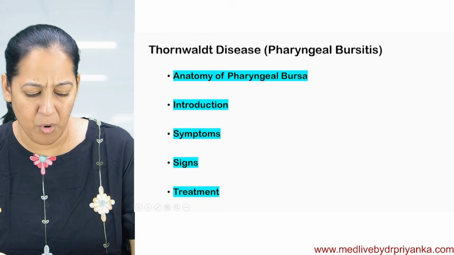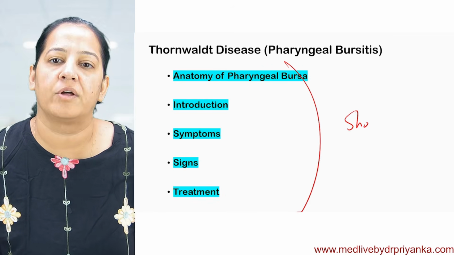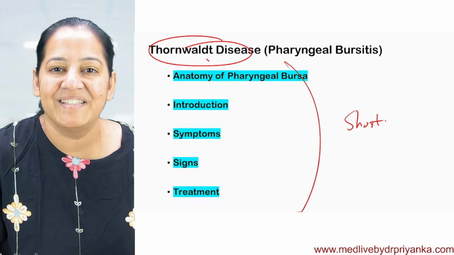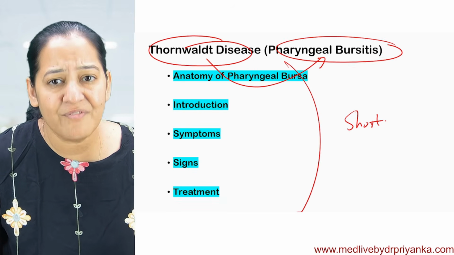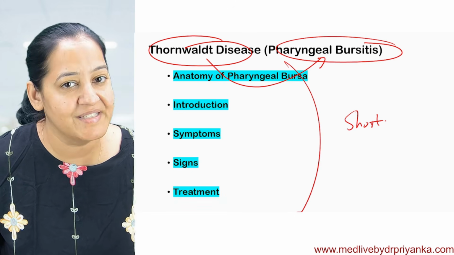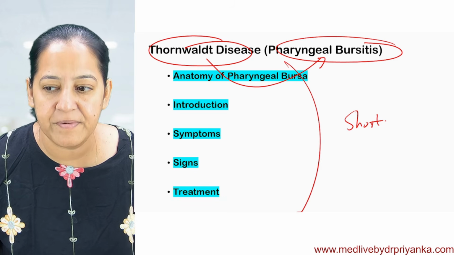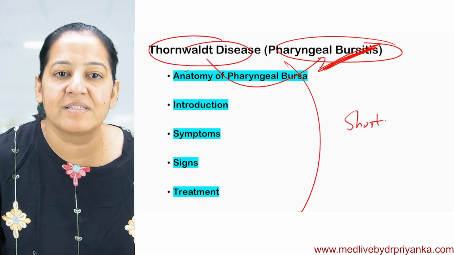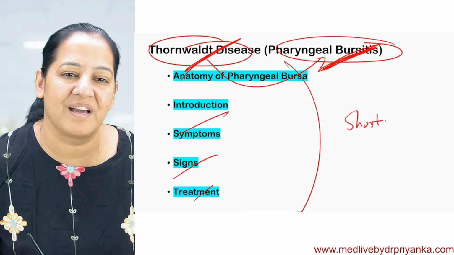That's it. It was a small topic. Usually you get a short note on it and many MCQs. You should know what is Thornwald disease. It is infection of the pharyngeal bursa. So you should know what is pharyngeal bursa. It is present in the adenoid, a recess in the adenoid representing the embryonic attachment of the notochord. Infection in this bursa is Thornwald disease. You know the symptoms, signs, and treatment.